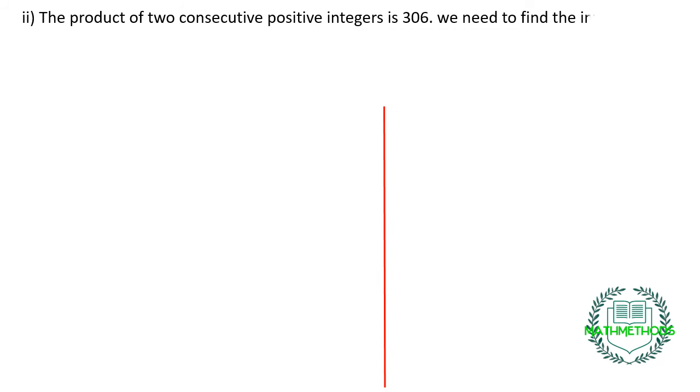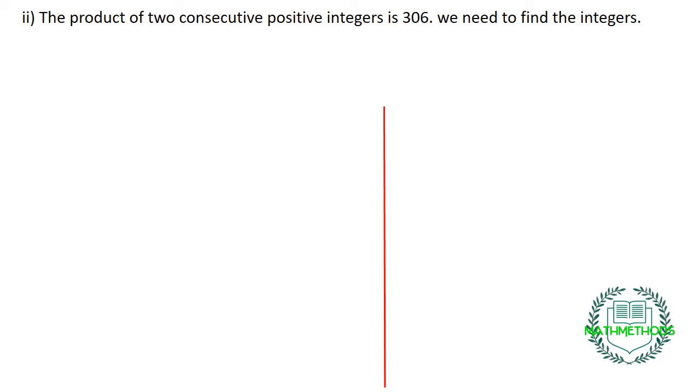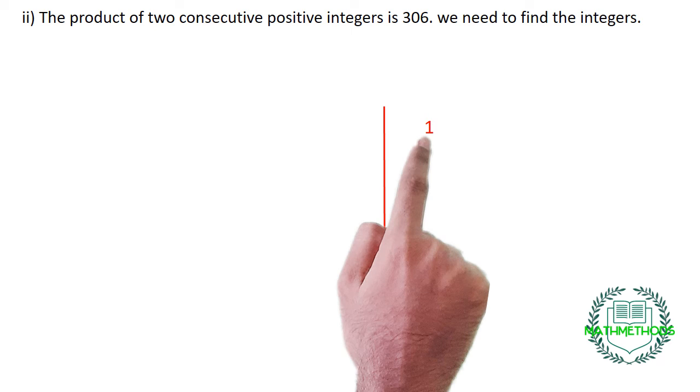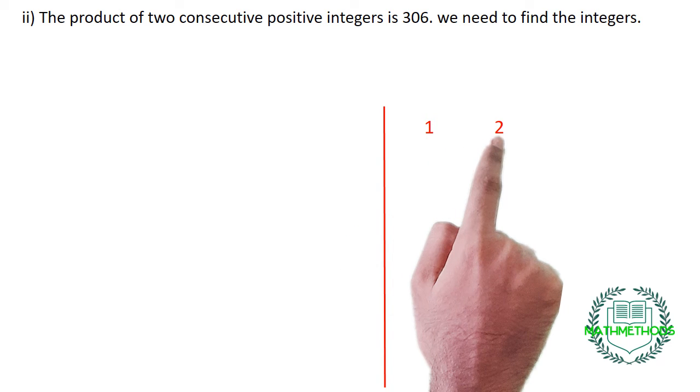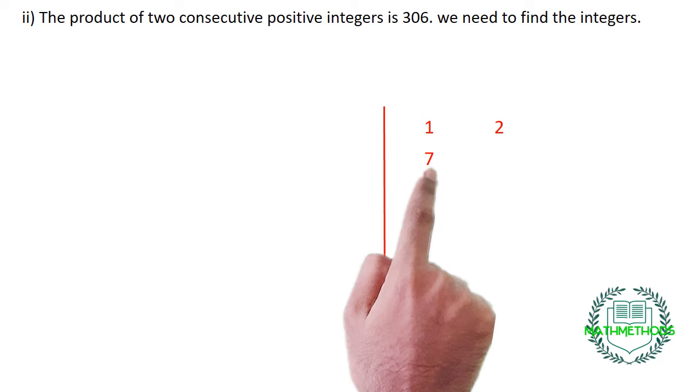Example 2. The product of two consecutive positive integers is 306. We need to find the integers. What we are given here is two consecutive positive integers. What is meant by consecutive? Consecutive integers means the integers that follow each other. For example, if the smaller integer is 1, then its consecutive greater integer will be 2. If the smaller integer is 7, then the other integer will be 8.